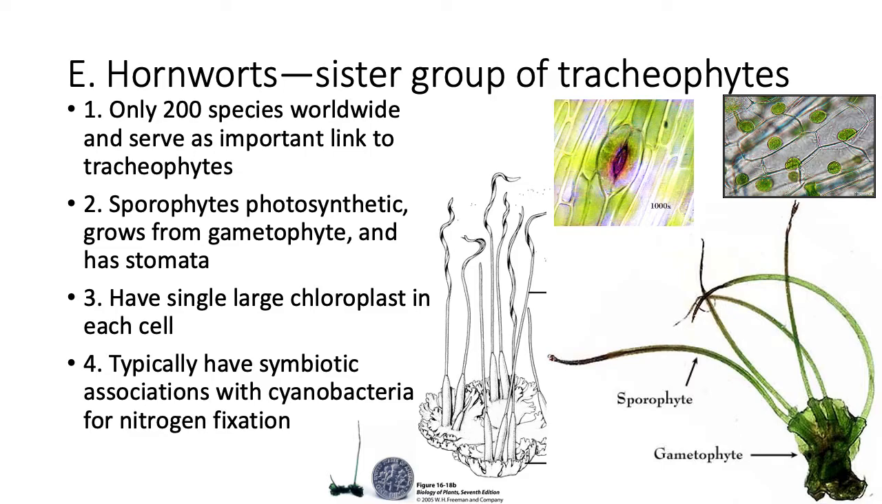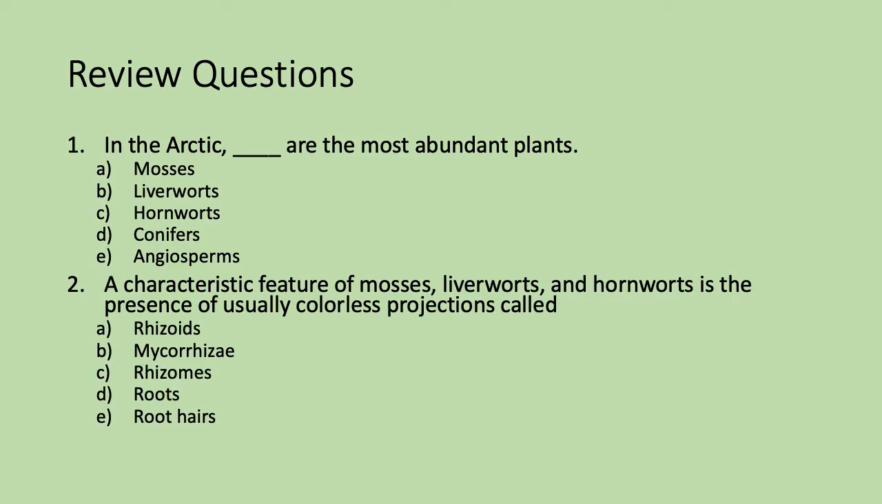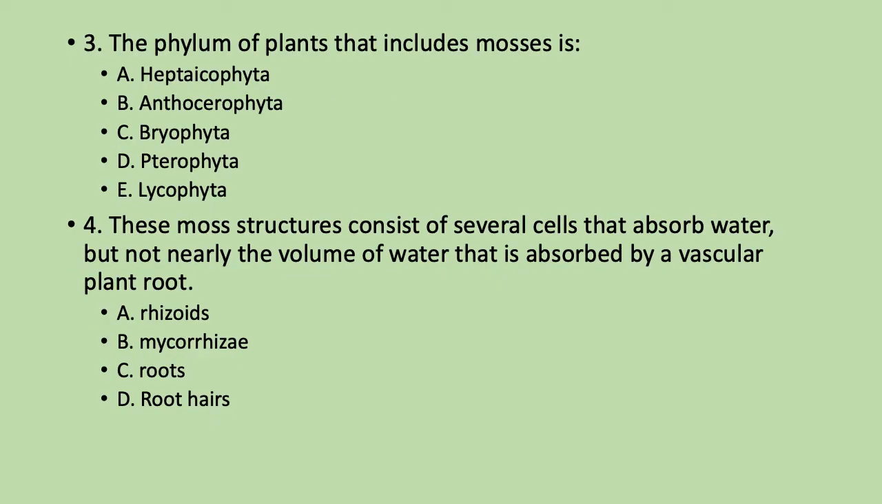All right, review questions. In the Arctic, blank are the most abundant plants. Mosses. A characteristic feature of mosses, liverworts, hornworts is the presence of usually colorless projections called rhizoids. The phylum of plants that includes mosses is called C. Bryophyta. These moss structures consist of several cells that absorb water, but not nearly the volume of water that is absorbed by a vascular plant roots.